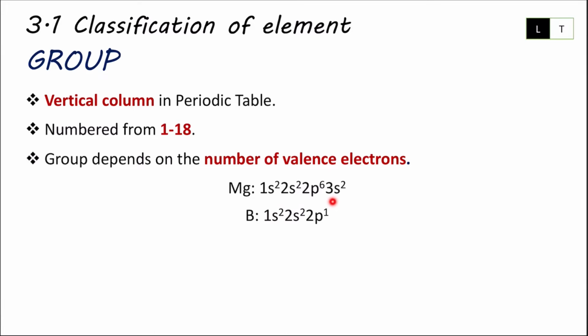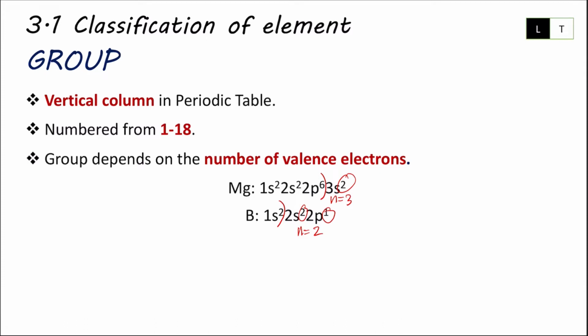For example, magnesium has 2 valence electrons because the highest n value is n equals 3. That's why you have 2 valence electrons for magnesium. And then for boron, you can see that the highest n value is n equals 2. So in n equals 2, you have 2 subshells, subshell 2s and 2p, where the total number of electrons in them is 3 because you have 2 here and 1. So the valence electrons for boron is 3.